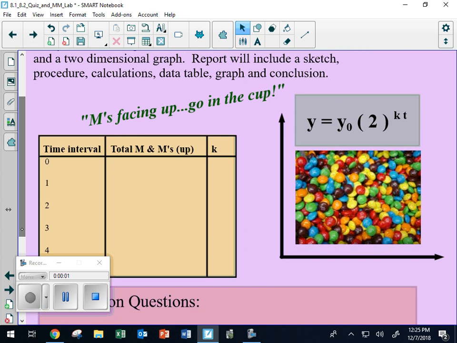I have put the M&M lab on these same slides that you just took the quiz on. Okay? So it is on the quiz. It's the last page.